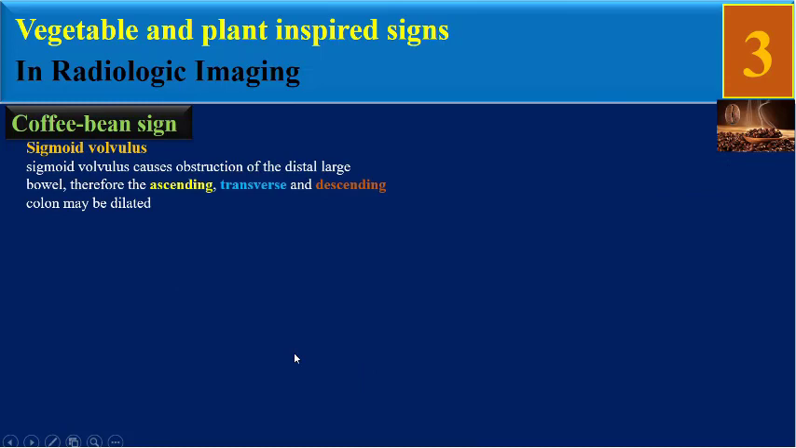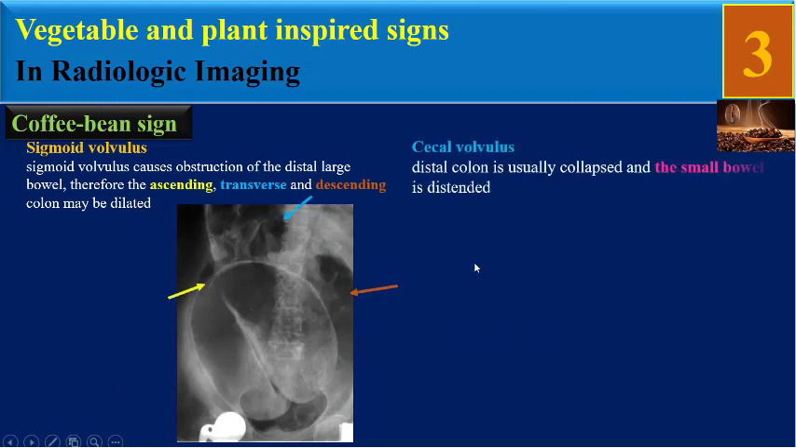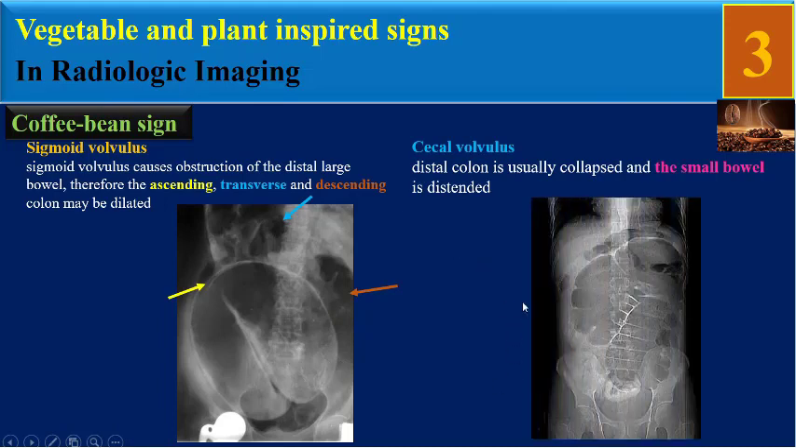Sigmoid volvulus causes obstruction of the distal large bowel, therefore the ascending, transverse, and descending colon may be dilated, but in cecal volvulus the distal colon is usually collapsed, and we can see the ascending, transverse, and descending colon, but small bowel loop dilatation is seen.